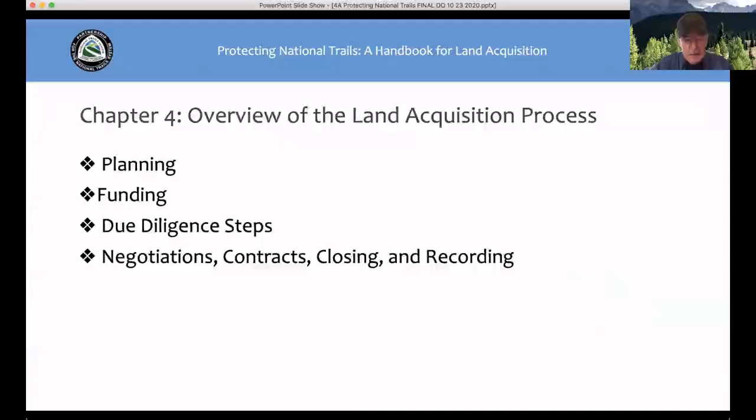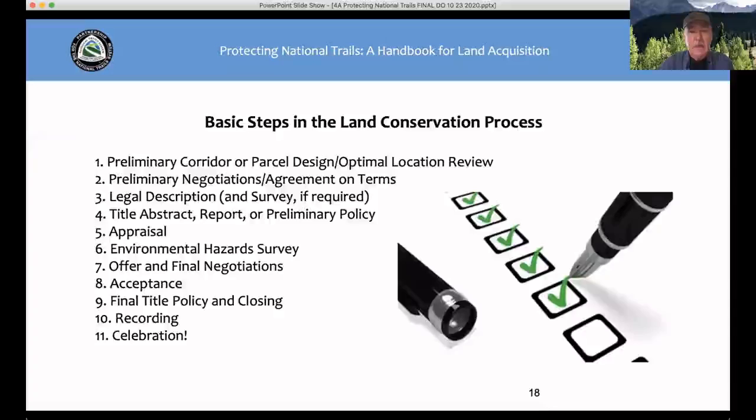Chapter 4. Chapter 4 is an overview of the land acquisition process, starting with trail protection planning, looking for funding, taking you through the due diligence steps, and then taking you all the way through the negotiations to closing and recording of a transaction that protects a section of your trail. These are the steps. My favorite step is actually not the celebration, but the offer and acceptance. That's where the rubber meets the road. That's when you know that you've accomplished a contractual agreement with a landowner to protect a particular section of a national scenic or national historic trail.